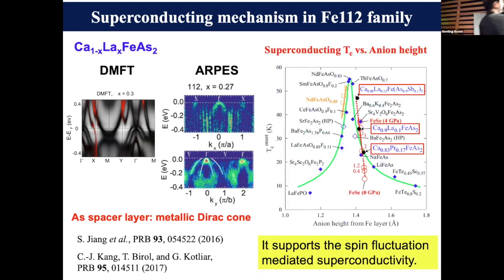In the right-hand side figure, it shows the transition temperature versus anion height in the whole family of iron-based superconductors. So as you can see, the 1-1-1-2 data display a similar trend as the other iron-based superconductors. So it means that the metallic spacer layer in the 1-1-1-2 compound does not affect the superconductivity. So it supports spin-fluctuation-mediated superconductivity.